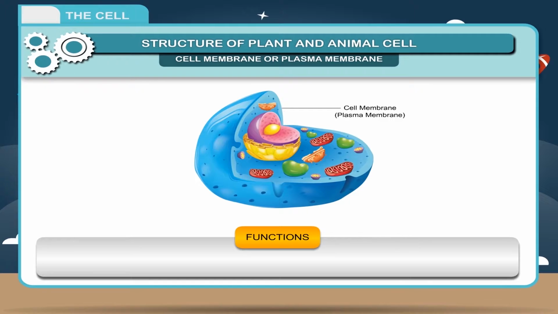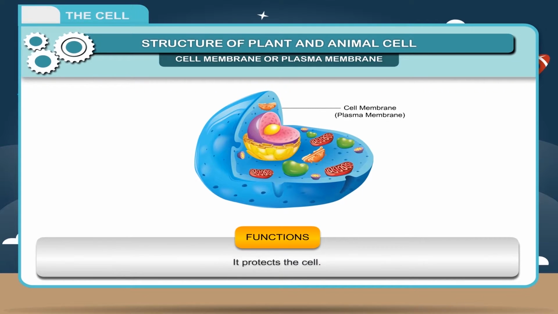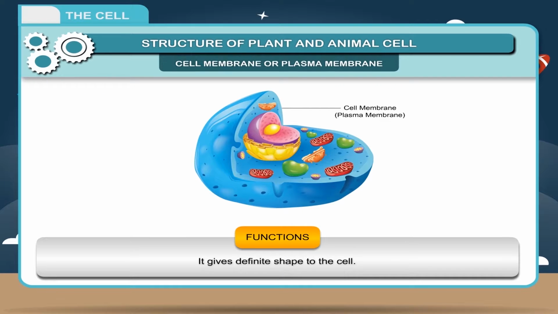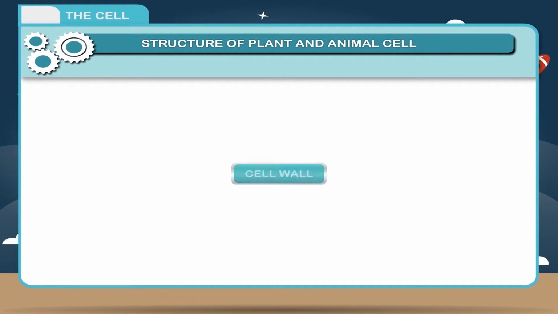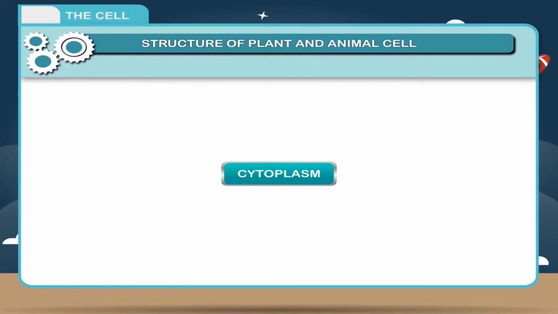proteins. Functions. 1. It is a semi-permeable membrane, that is, it permits only those substances to pass through that are needed by the cytoplasm. 2. It protects the cell. 3. It gives definite shape to the cell. Cell wall. In plant cells, an additional wall called the cell wall is present which surrounds the cell membrane. It is a non-living layer made up of cellulose. The cell wall gives shape and rigidity to the cell and protects the protoplasm.